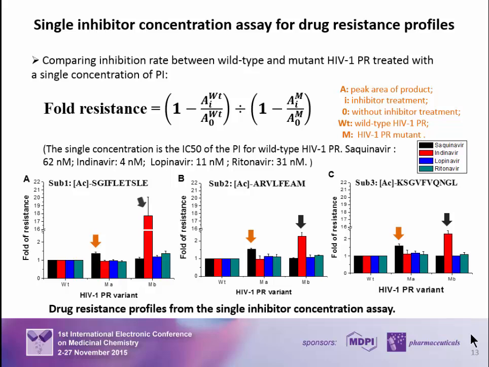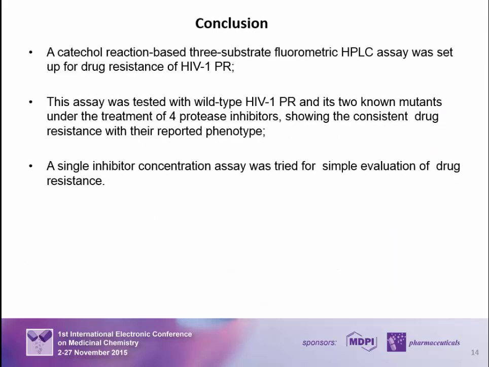These results are consistent with the result from the IC50 comparison assay, and also consistent with the reported phenotype. It seems that this single inhibitor concentration method has potential to evaluate drug resistance of HIV protease more rapidly, but still needs further experiments with more samples to confirm. In conclusion, in this study, an HPLC-based three-substrate fluorometric assay was set up for the activity and drug resistance detection of HIV protease.